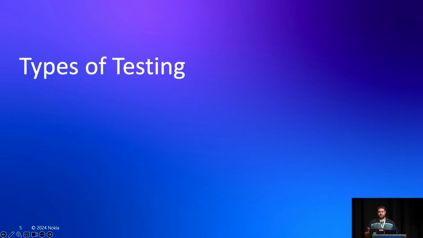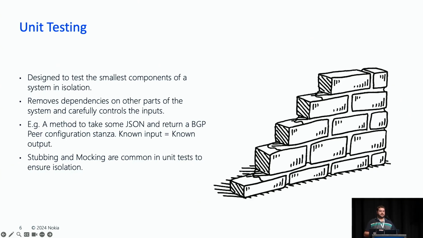So let's have a look at some types of testing. We'll start with unit testing. You may have heard about this before, but the point of unit testing is to break down a system into its smallest or fairly small components and test them in isolation from the rest of the system. So you take a small building block that does a very specific thing, you give it an input, and you check the output. The point is to remove that from the rest of the system and control its environment.